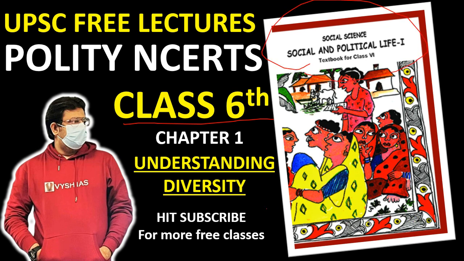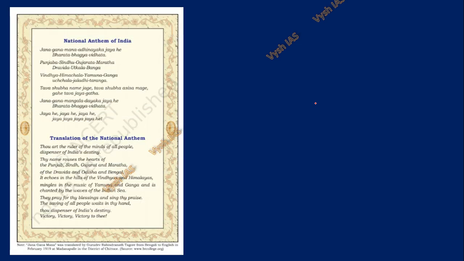Okay, this is the textbook cover page, and you can freely download this from the NCERT website. Simply type NCERT textbooks in Google, and immediately they will show, it's a drop down thing, select the class 6th, then the subject social science, and under that this social and political life textbook will be there. So this is the first textbook.